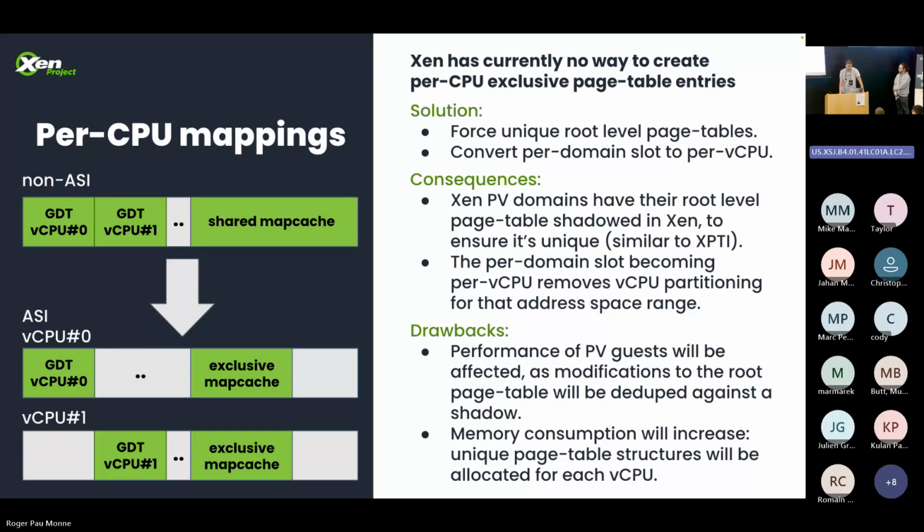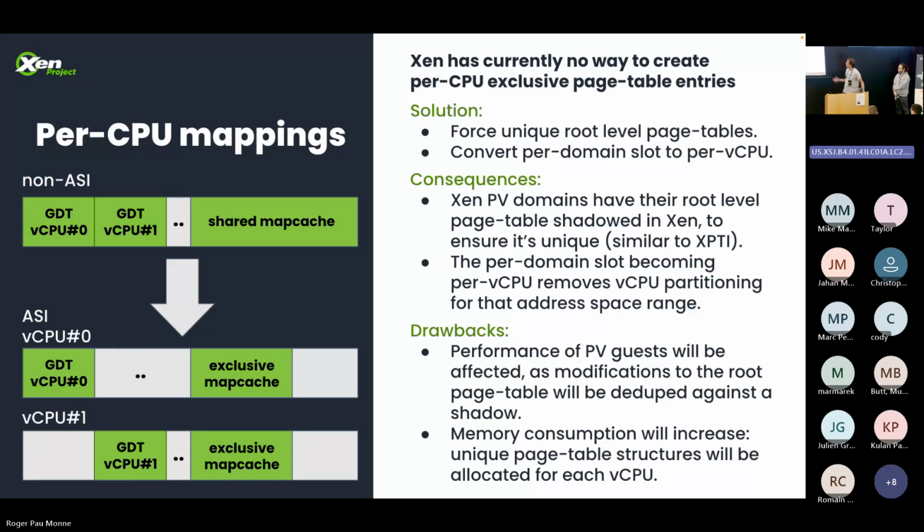So the first thing that we need to do is to enforce unique root level page tables. Basically, when running a PV guest, we have to create a shadow of the root page table so that we use a different page table on all the different physical CPUs. Even if the guest intended to use the same, we shadow this and create a copy that's internal to the CPU. That's not a lot of trouble because that's already done by XPTI, so we can use a lot of the logic there. It's not a big deal, but it still needs some work.